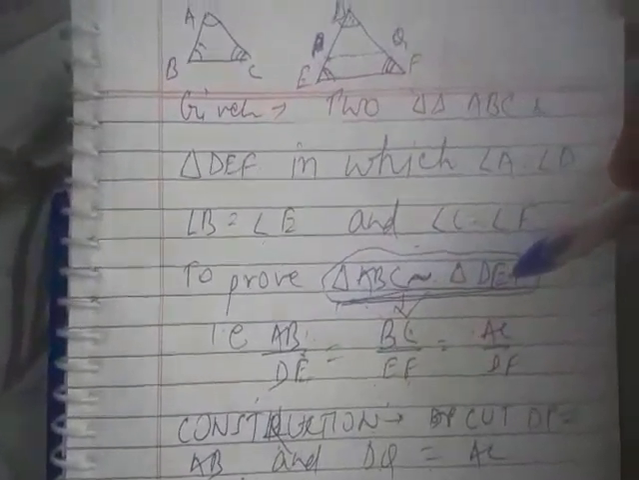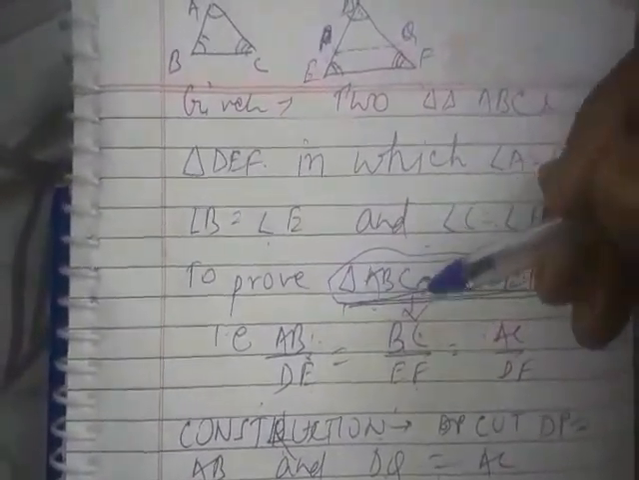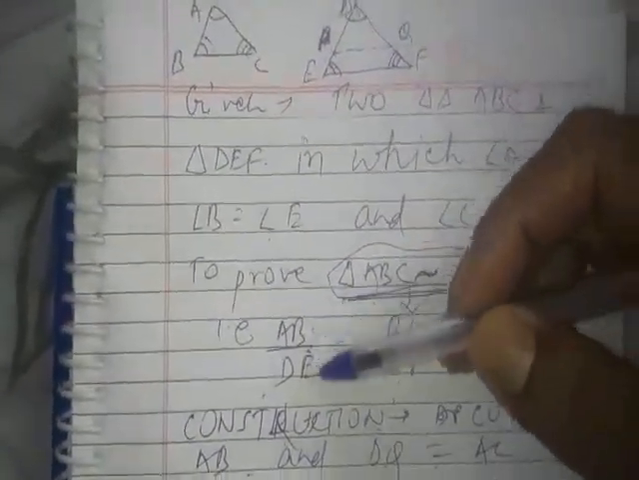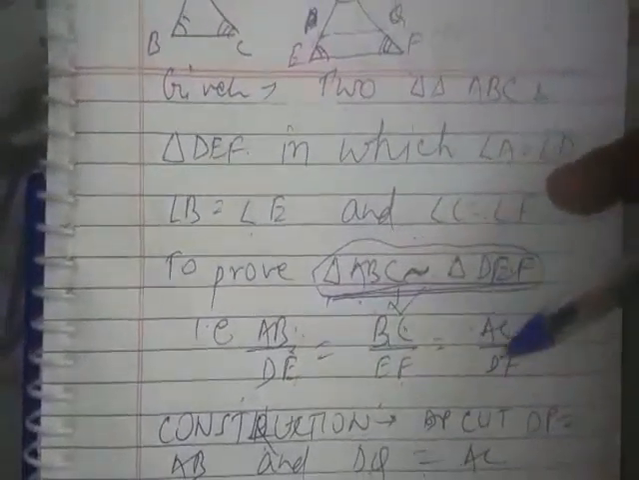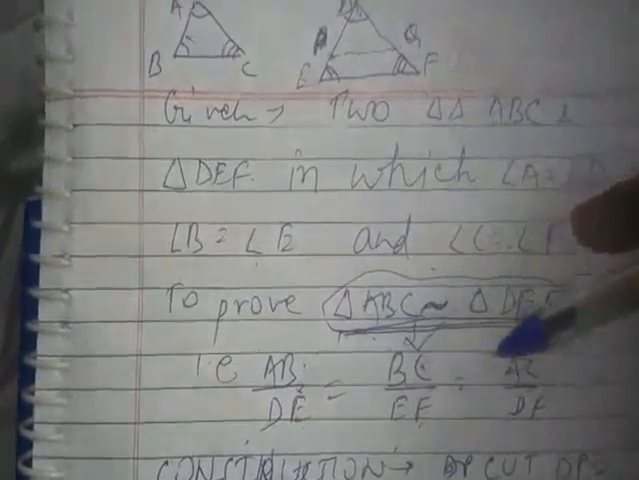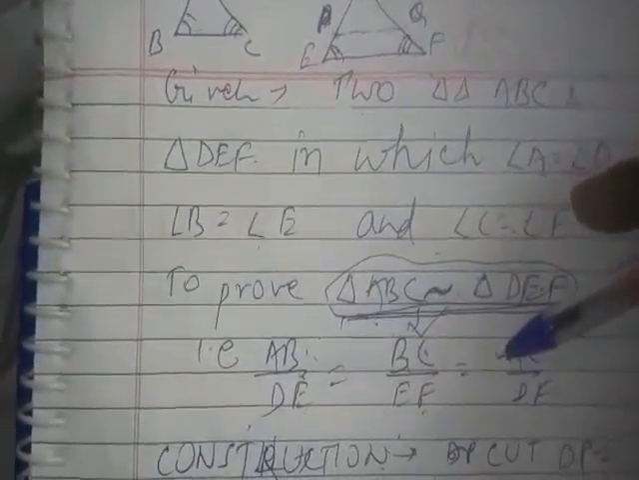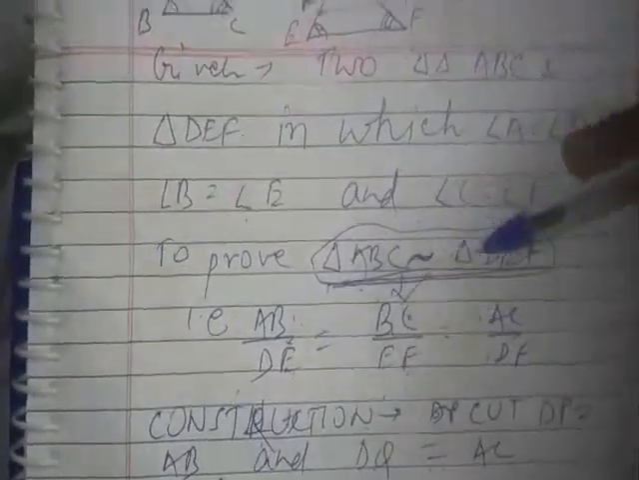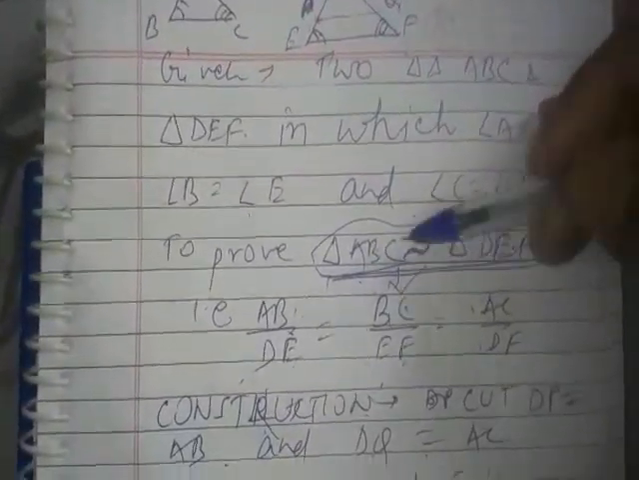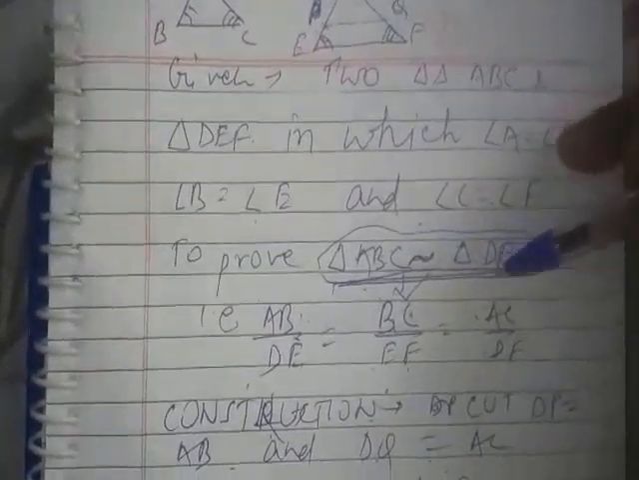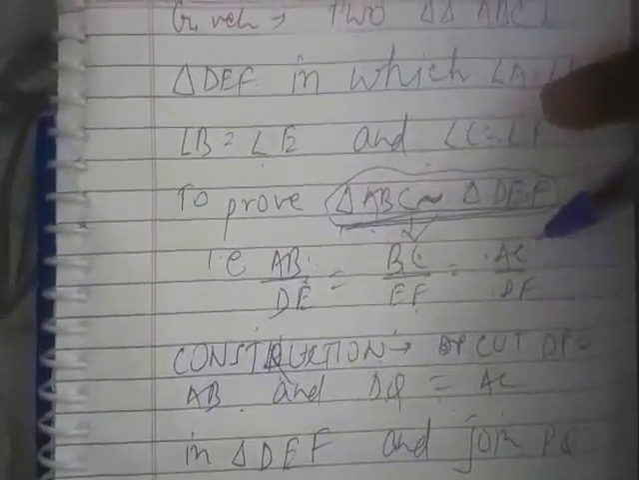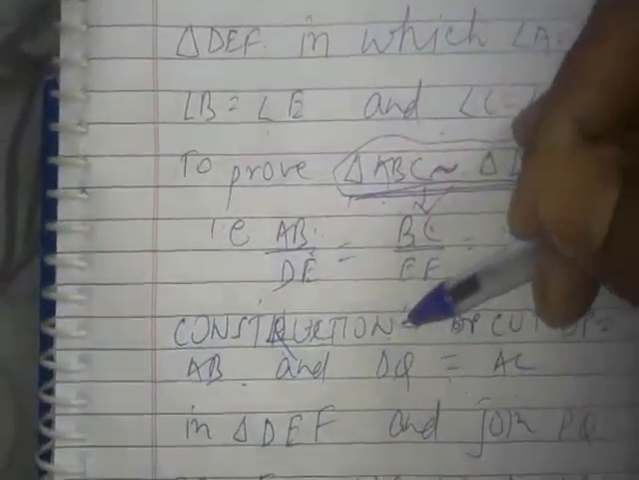So to prove that triangle ABC is similar to triangle DEF, we will prove that the ratio of the corresponding sides are equal to each other. If we prove that the ratio of the corresponding sides are equal to each other, then we can prove that the two triangles are similar to each other. Because we know that two triangles are similar if all three sides are in proportion and all three angles are equal. Now for that we will do some construction.